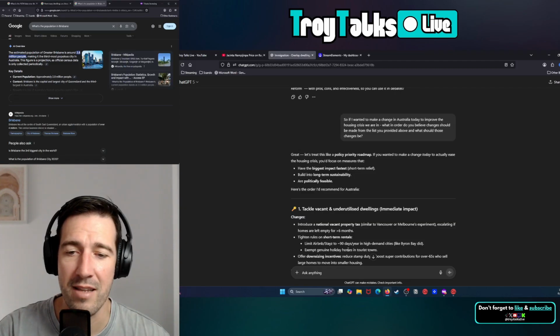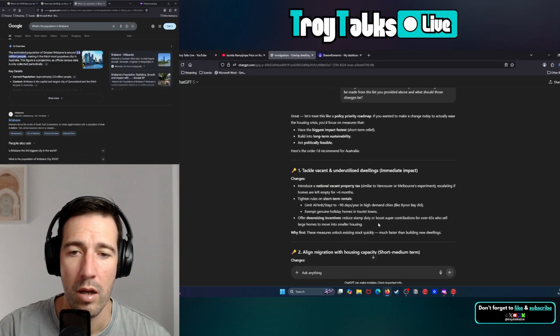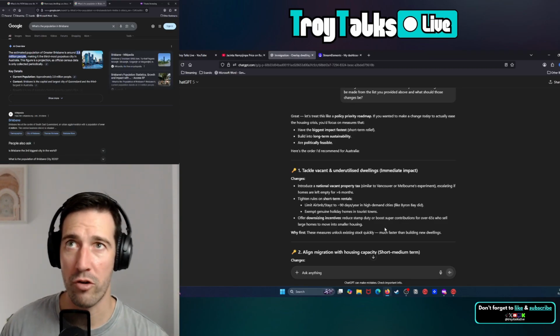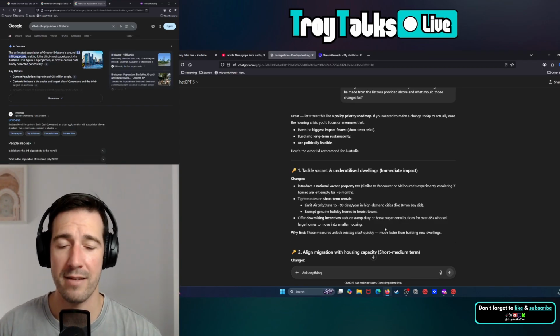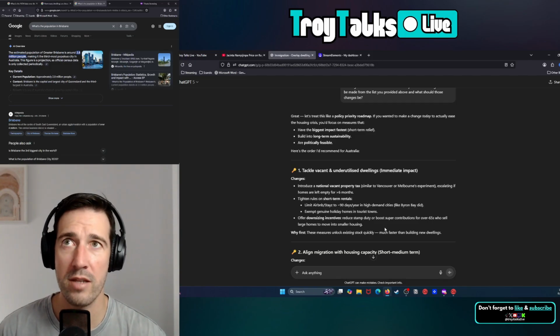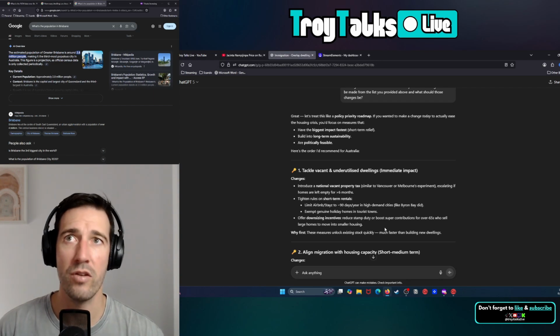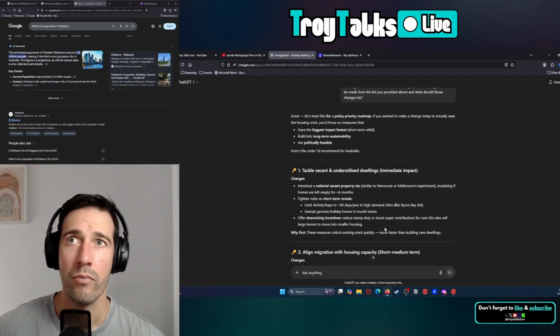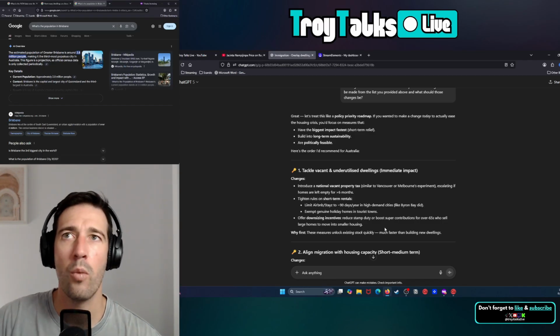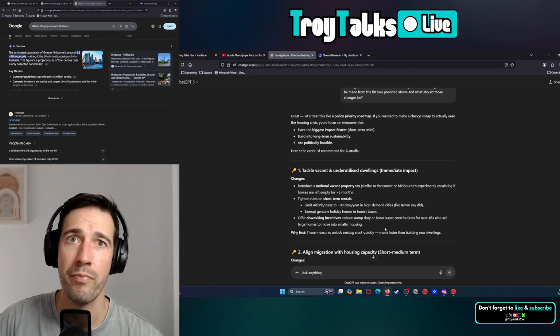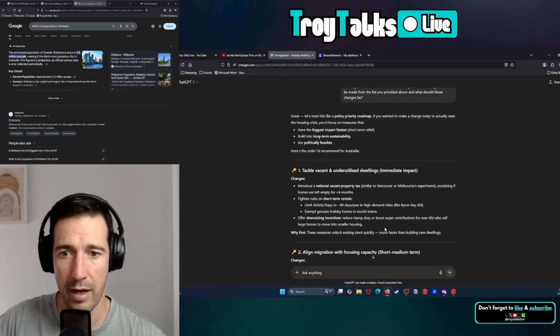Offer downsizing incentives, reduce stamp duty, or boost super contributions for over 65s who sell large homes to move. Okay, so this is what I think the spare bedroom tax, in my opinion, is trying to do. It is trying to get people who live in larger homes to basically move out or downsize. Now, I just think that the way they're going about it doesn't sit well with Australians, and Australians are really, really kicking off about it. I think you can get the same outcome with a better way of dealing with the issue.